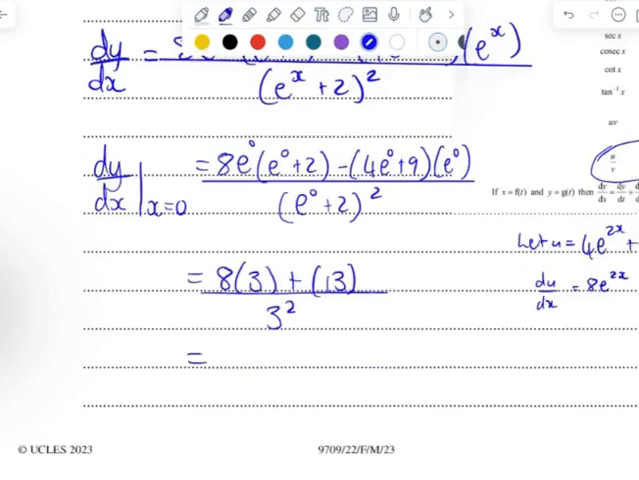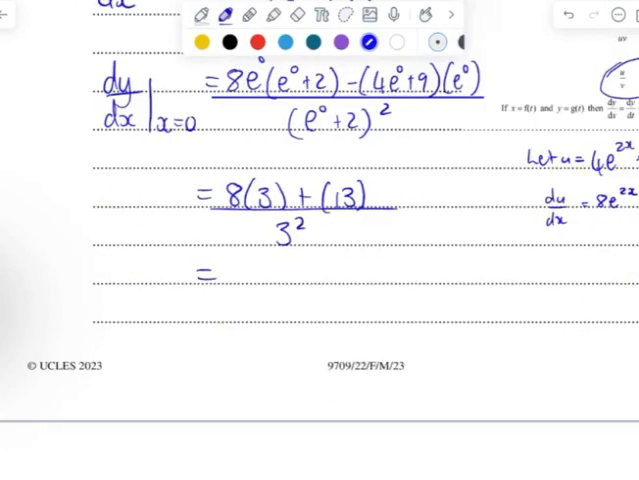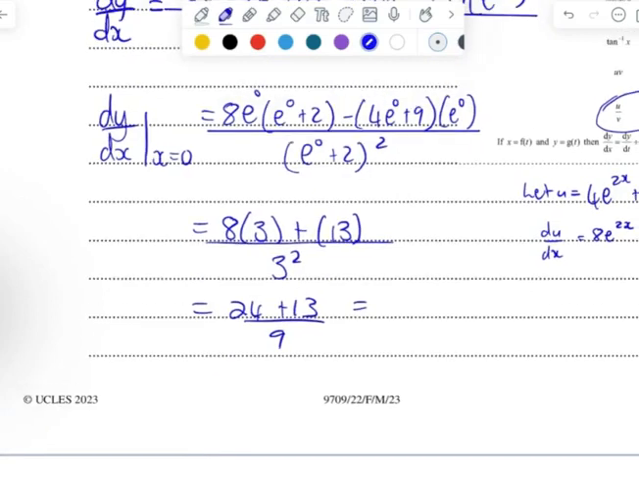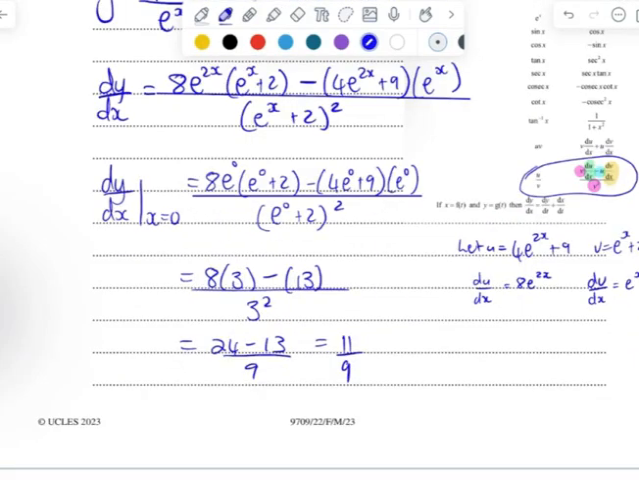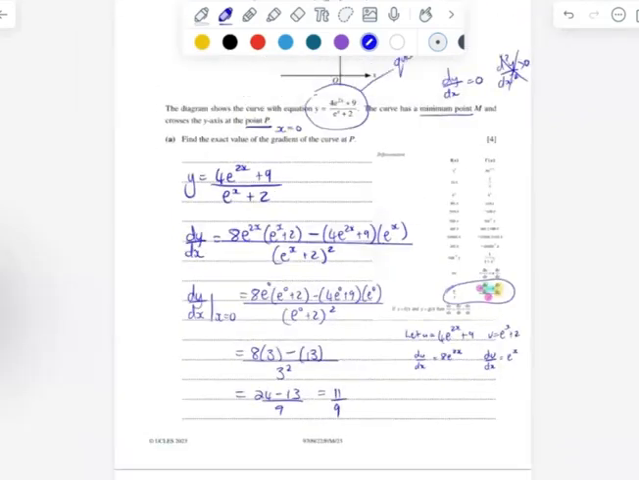Okay, I just write it all down, rather write down a bit more than less. Oh, sorry, this should be minus over here, not plus. So 24 minus 13, that ends up giving us 11 over 9. And that is our gradient at the point P, 11 over 9.